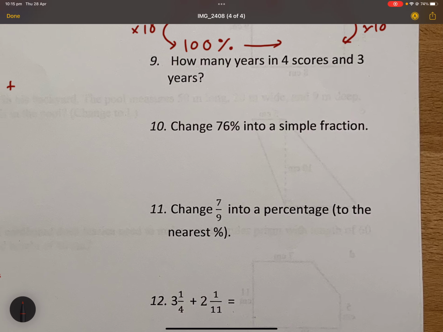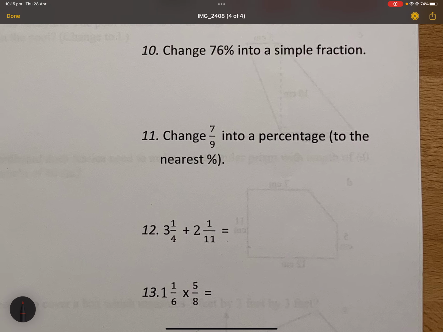Next question 9. How many years in 4 scores and 3 years? 1 score, again, is equal to 20 years. So you find out what 4 scores is, and then another 3 more years is. You can do that.